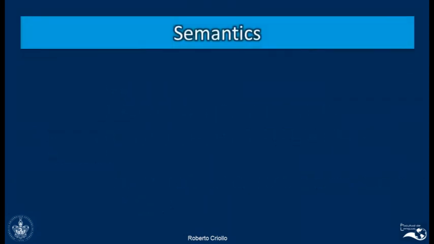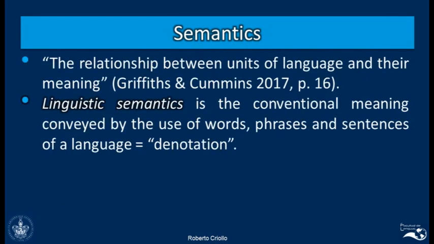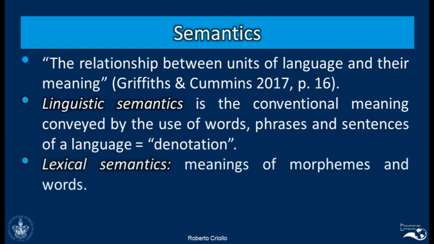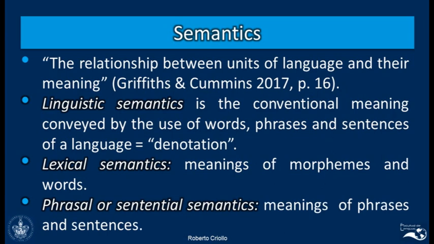We will conclude this introduction by presenting a definition of semantics. So semantics can be defined as the study of the relationship between units of language and their meaning. When we talk about linguistic semantics, we mean the conventional meaning that is conveyed by the use of words or phrases or sentences of a language, which is called denotation. And for practical purposes, we can divide it into lexical semantics, which is going to study the meanings of morphemes in words, and phrasal or sentential semantics, which is going to study the meaning of phrases, expressions, and sentences.